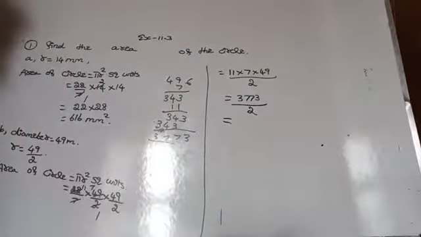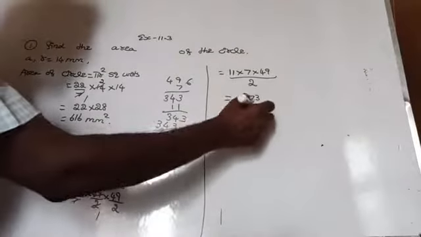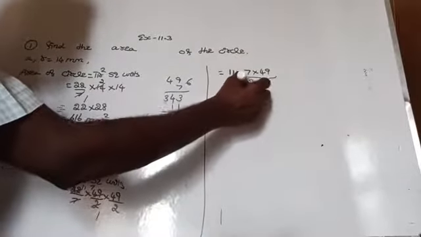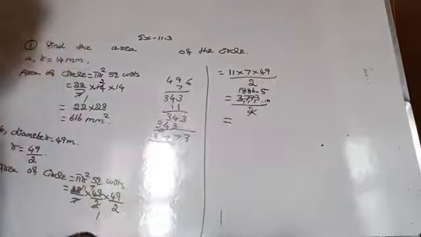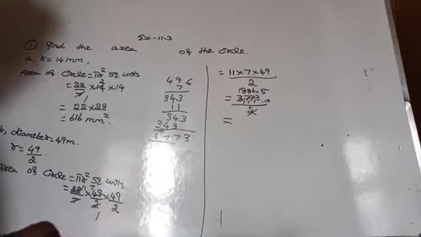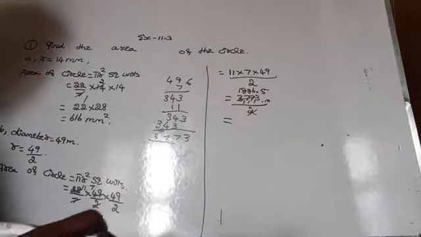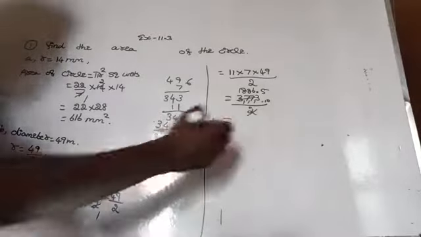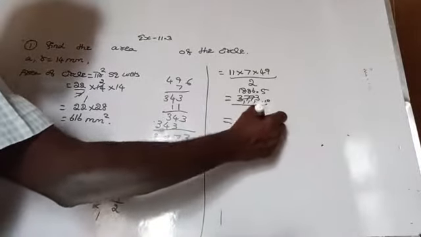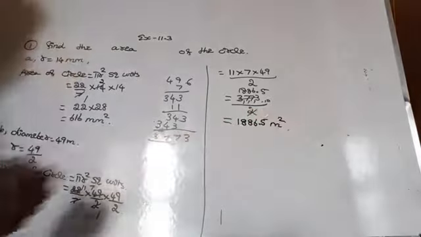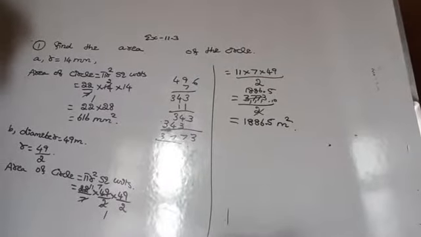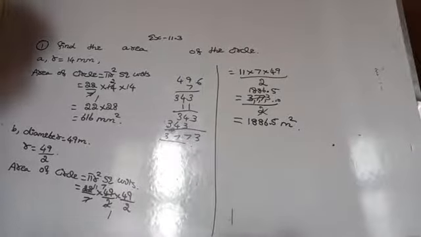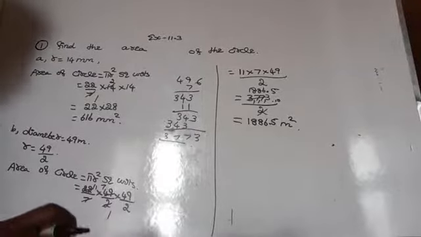Am I right here? Then after that, 1 2 is 2. Remaining 1, 8 2s are 16. Remaining 1, 6 2s are 12. Remaining 1, 5 2s are 10. That means 1886.5. It is given in meter. So 1886.5 meter square. Are you getting here? Yes. If the diameter is given, first you have to find the radius and then substitute into the formula. Right? Yes. Shall we move to the next part?